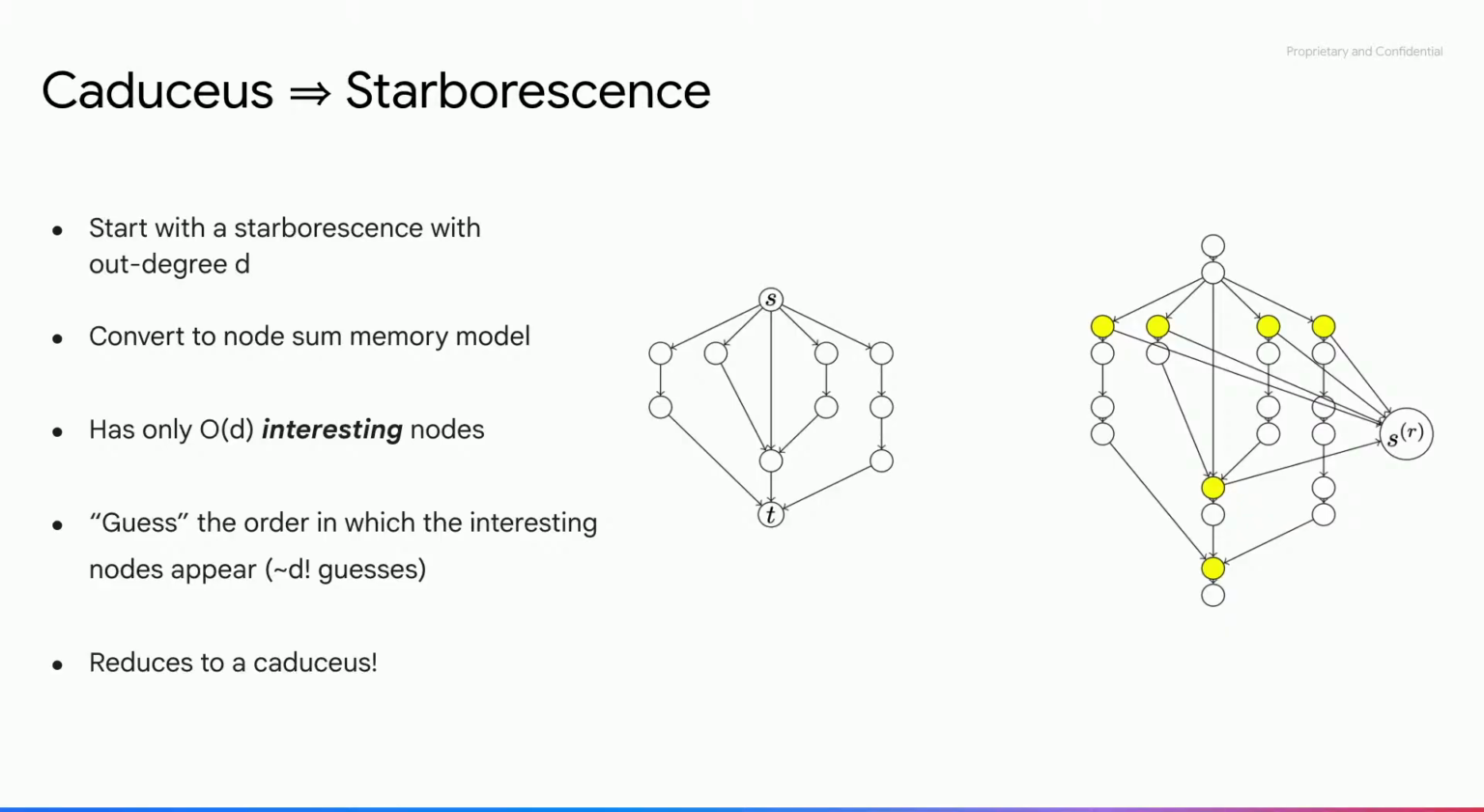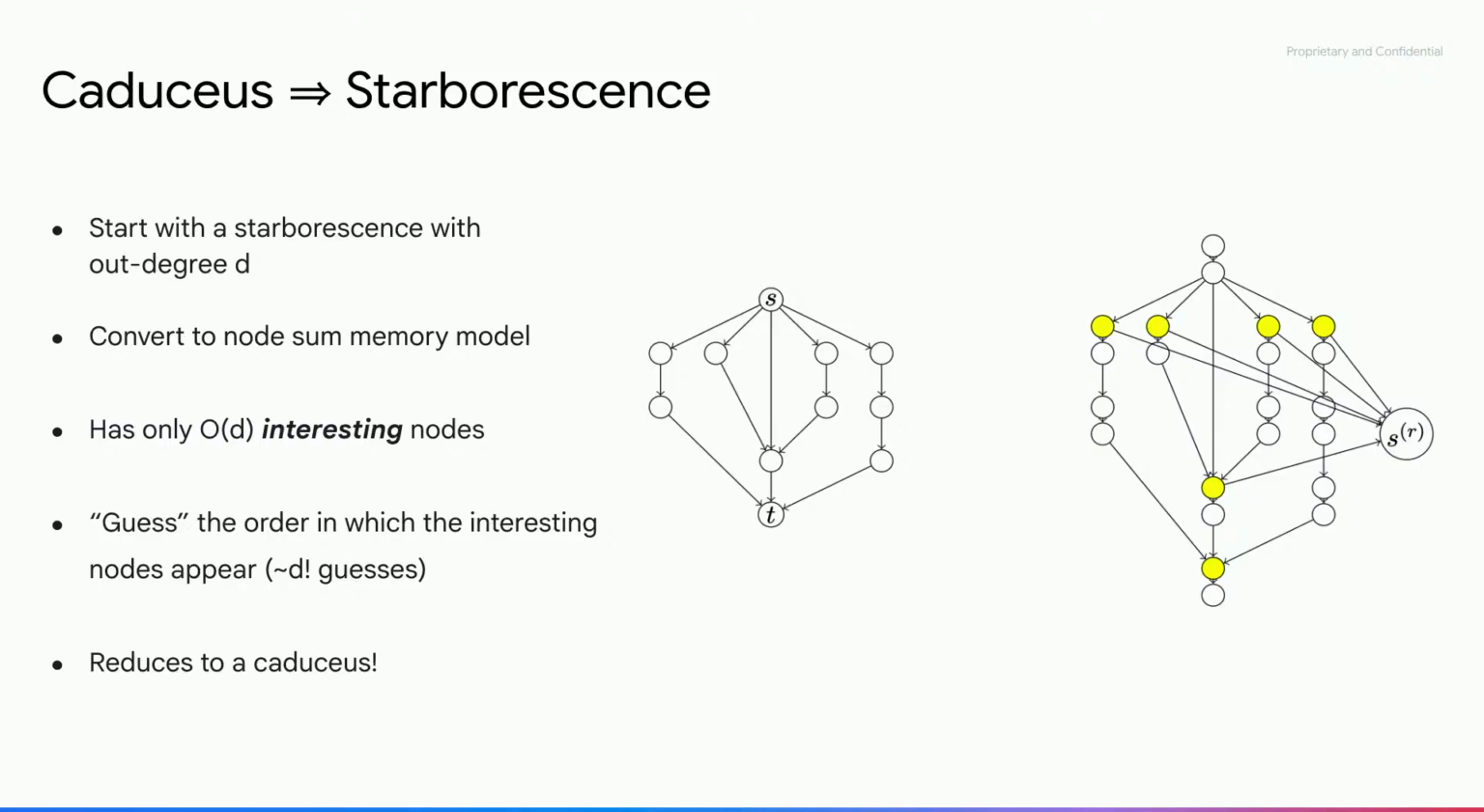Because we show that if you can solve peak memory scheduling on a caduceus, you can solve it on a star-arborescence. I won't go into the reduction. It's not super hard. We can say, if you start with a star-arborescence with out-degree d, you can convert that to a node-sum model. That's the node-sum reduction. I won't really go into it.